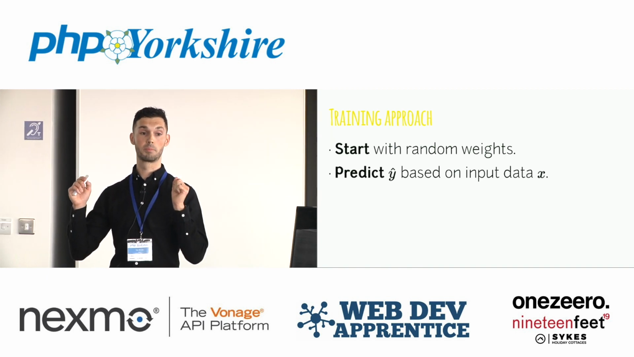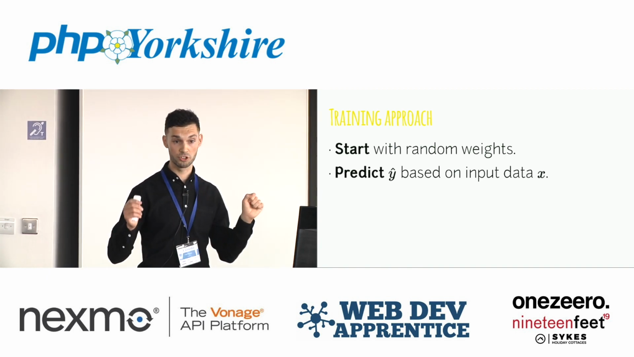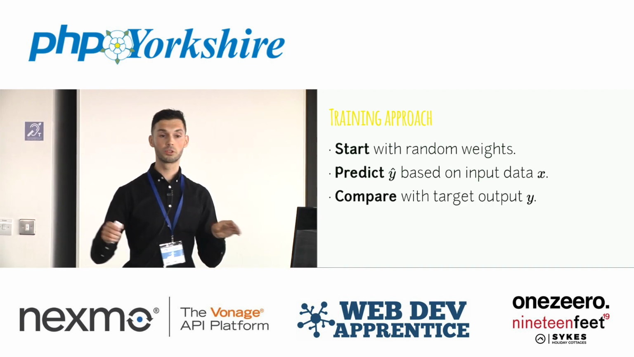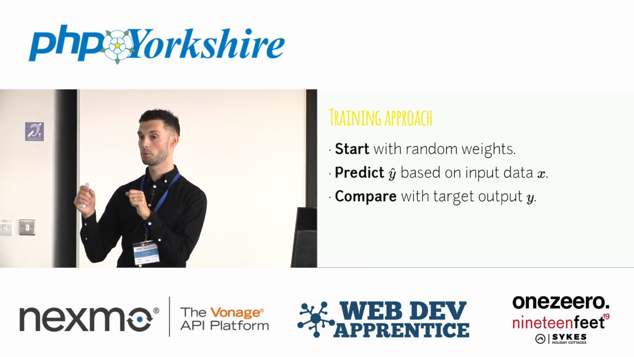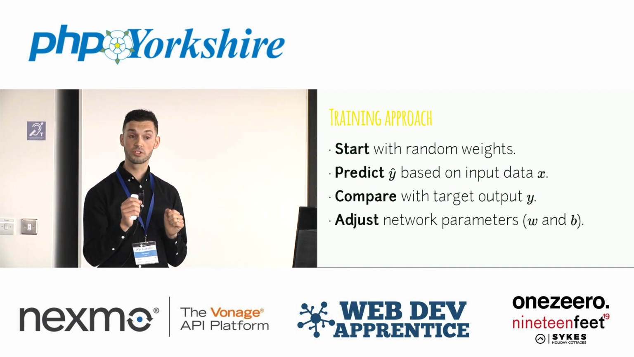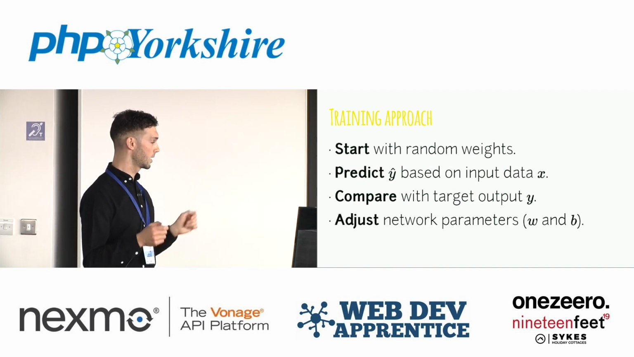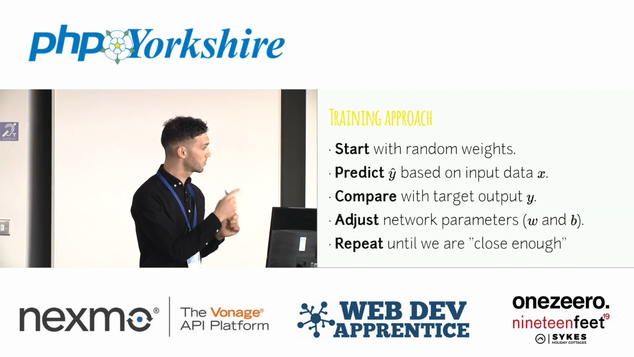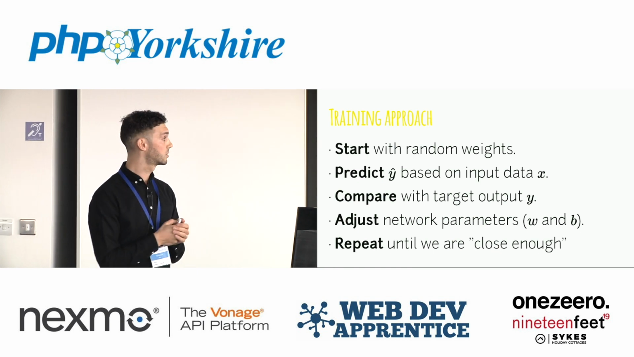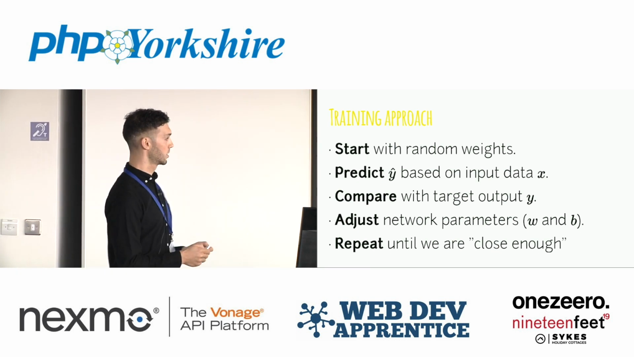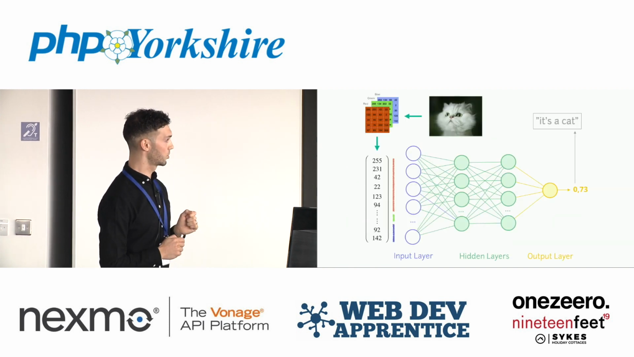Then we're going to make an initial prediction based on the data that we give to our network. And then we're going to compare that prediction with the output that we already know. Okay? And then we're going to adjust the learnable parameters, W and B. And finally, we're going to keep adjusting those parameters, W and B, until our prediction is really close to our output. So this is the overall training approach.